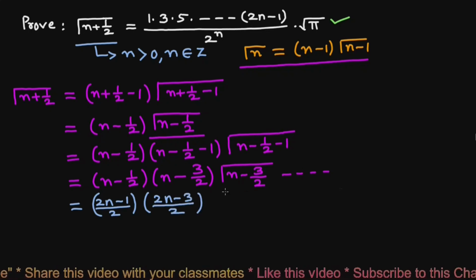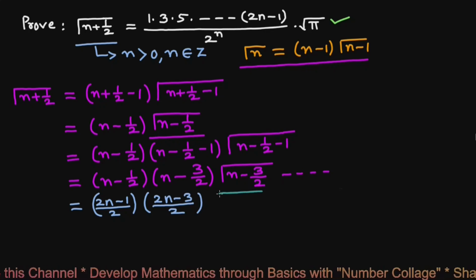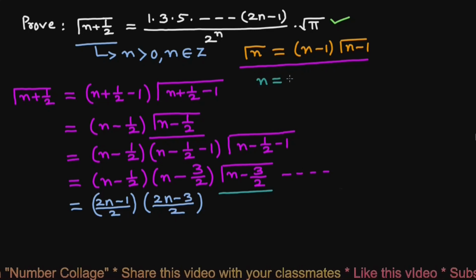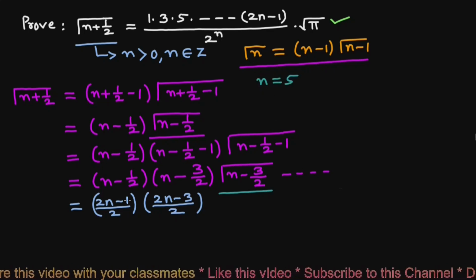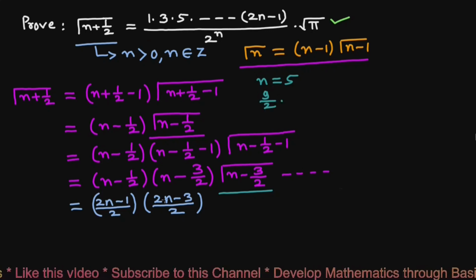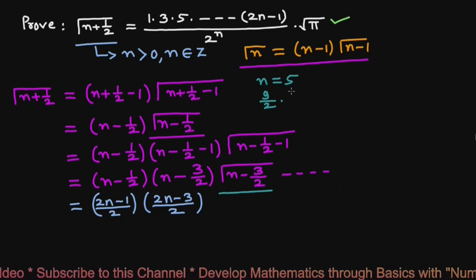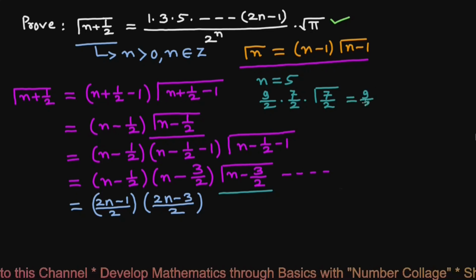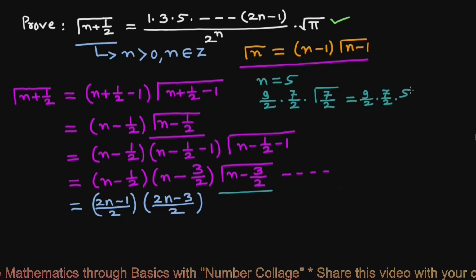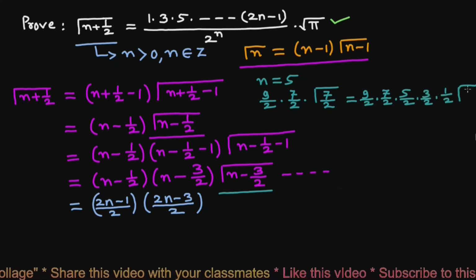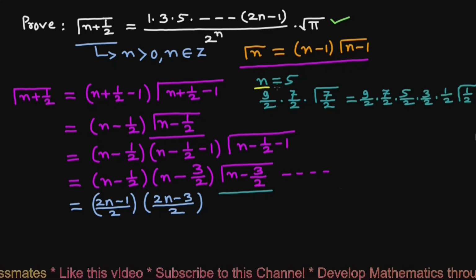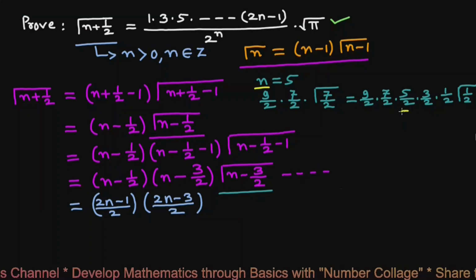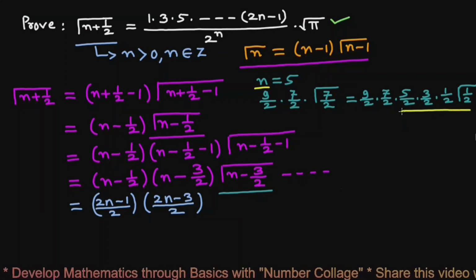Now we will see how the expansion of this gamma n minus 3 by 2 is going to end. Say for example n equals 5. This expansion will be, 5 2s are 10 minus 1, that is 9 by 2, into 5 2s are 10 minus 3 by 2, that is 7 by 2, into gamma 7 by 2, which further will be 9 by 2 into 7 by 2 into 5 by 2 into 3 by 2 into half into gamma half. So for any positive integer n, the expansion is going to end like 5 by 2 into 3 by 2 into half into gamma half.